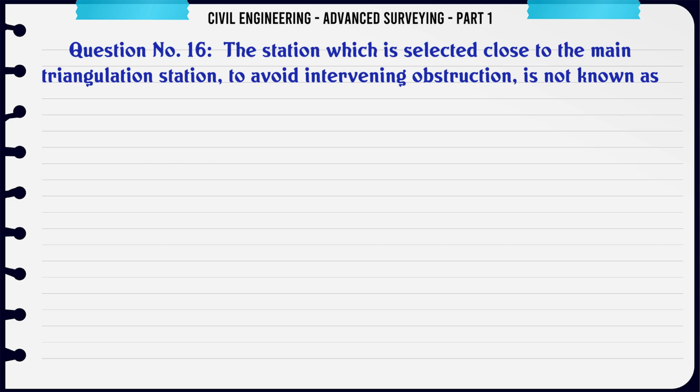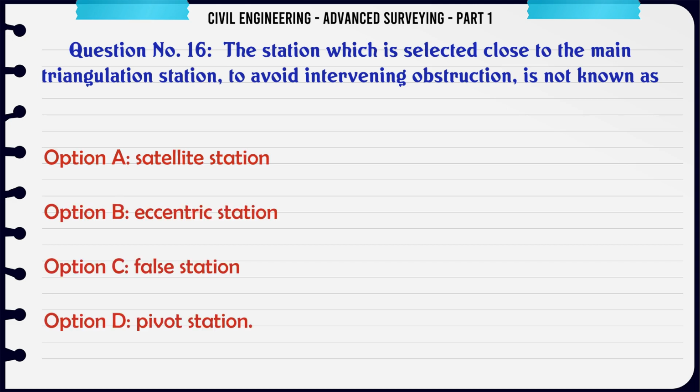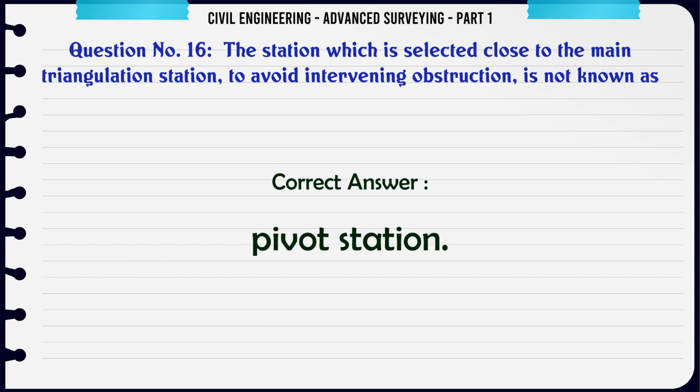The station which is selected close to the main triangulation station, to avoid intervening obstruction, is not known as: A. Satellite station, B. Eccentric station, C. False station, D. Pivot station. The correct answer is pivot station.